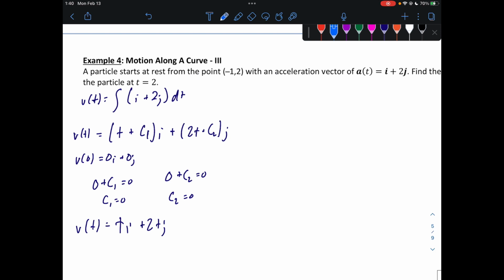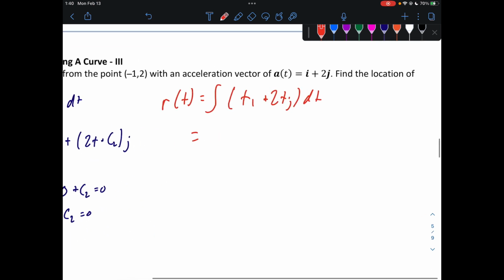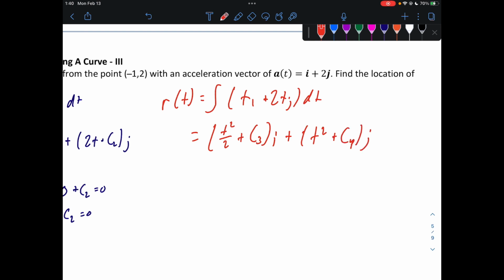Now we'll repeat that process. So my position function, we'll call it r, is the antiderivative of that. So the integral of t i plus 2t j dt. So that would be t squared over 2 plus c3 i plus t squared plus c4 j. All right, we know r of 0 equals negative 1 comma 2. So negative 1 i plus 2 j.